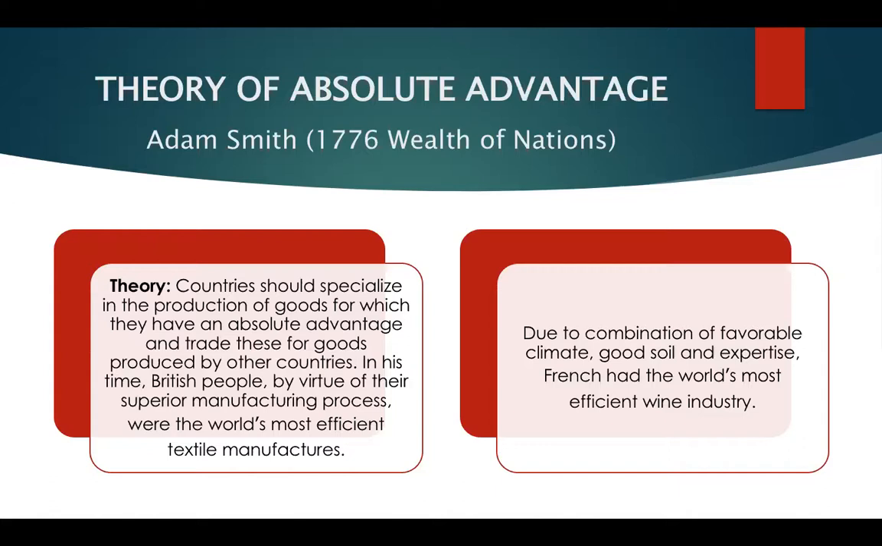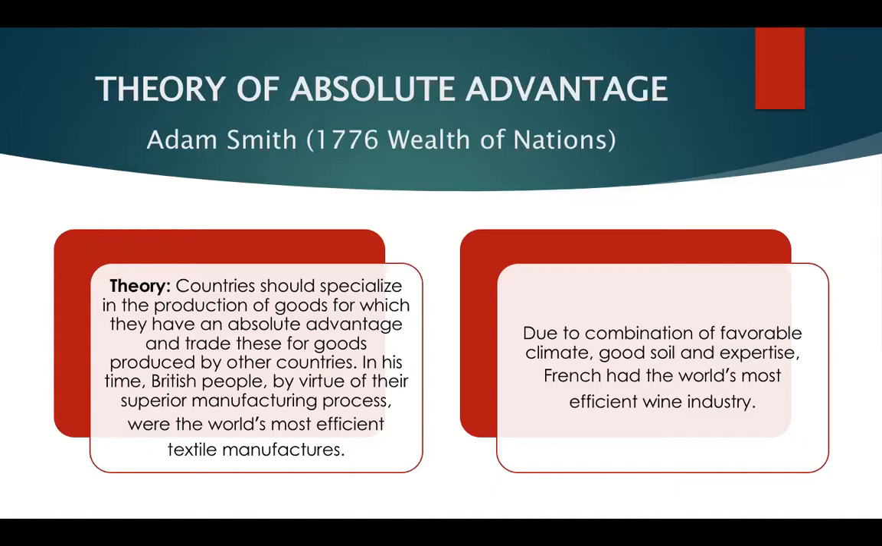British people, by virtue of their superior manufacturing process, were the world's most efficient textile manufacturers. This is another point. Textile manufacturing: British had an absolute advantage in those days, but these days, if you look at 2020, British may not have an absolute advantage in textile manufacturing. But during Adam Smith's time, British had absolute advantage in manufacturing.